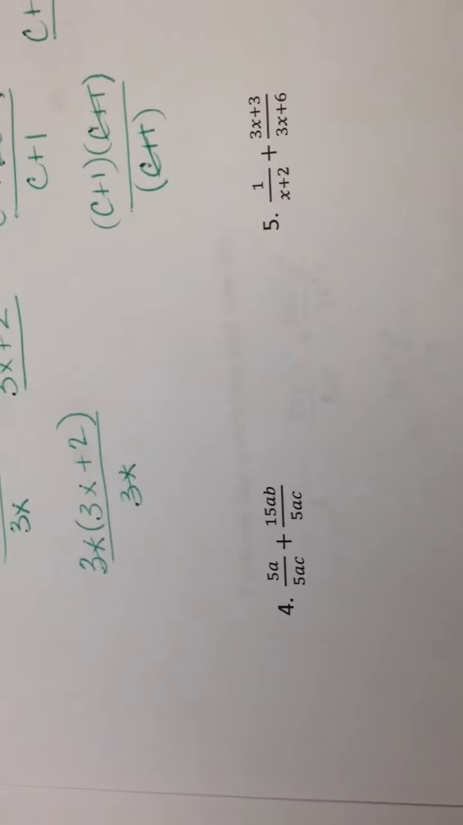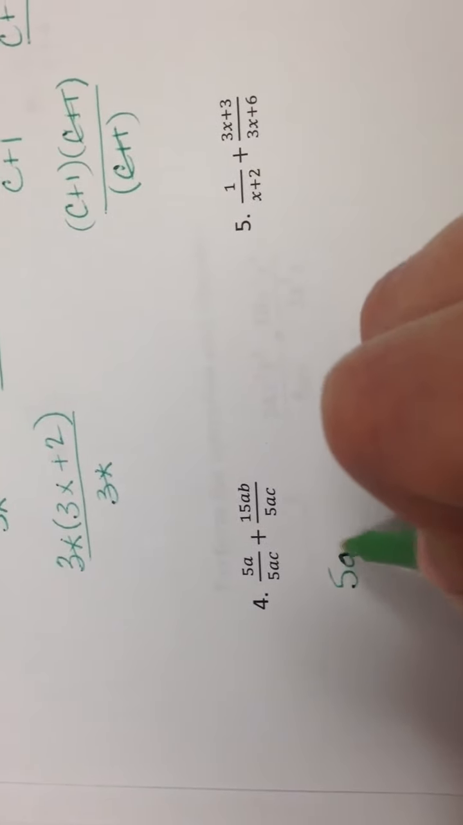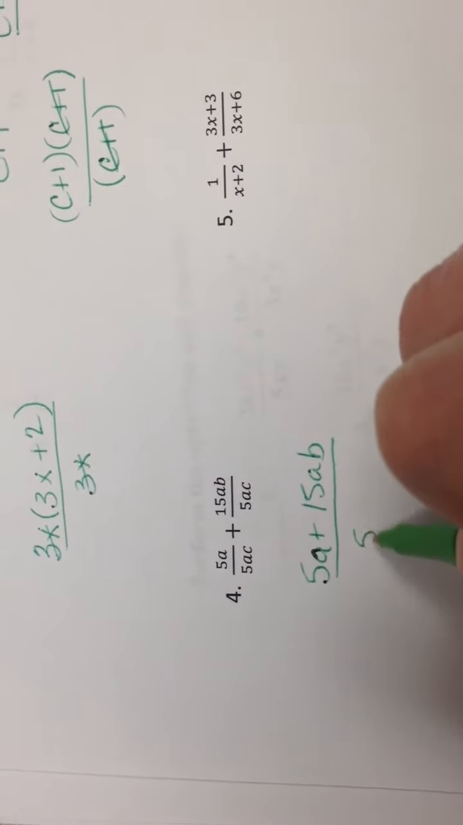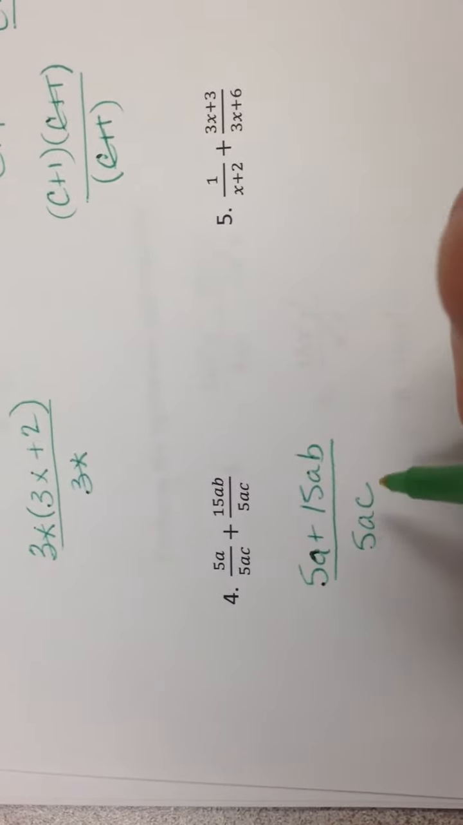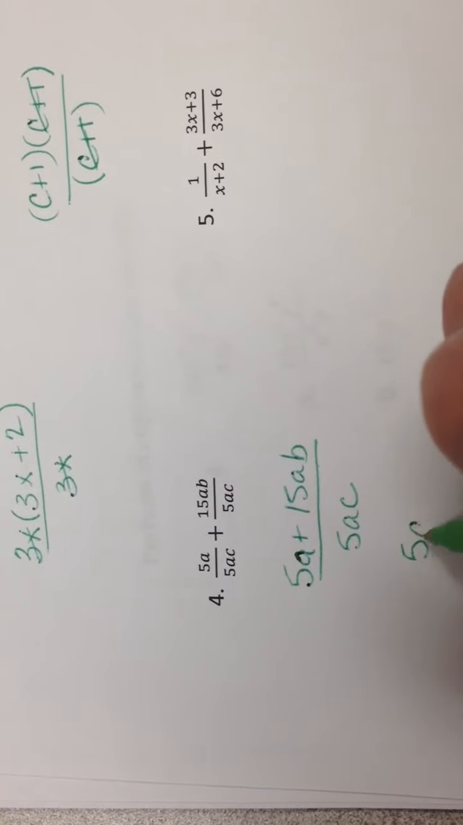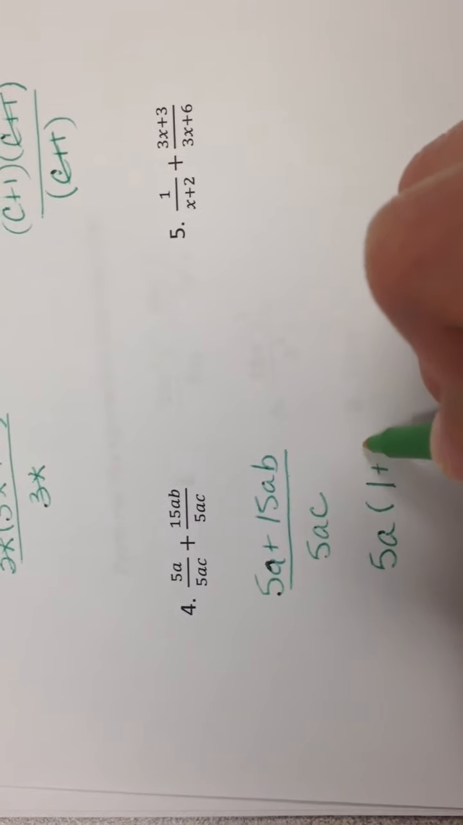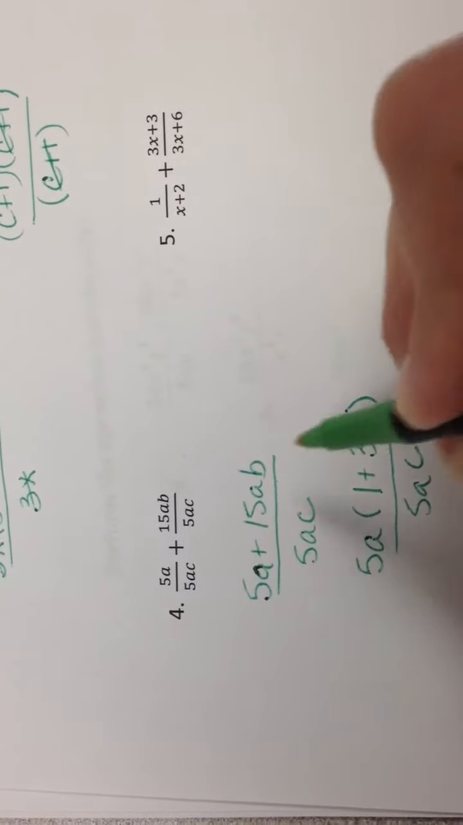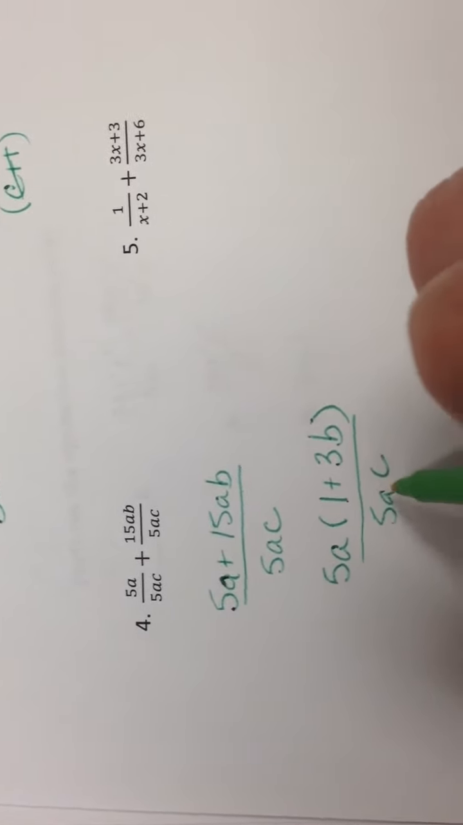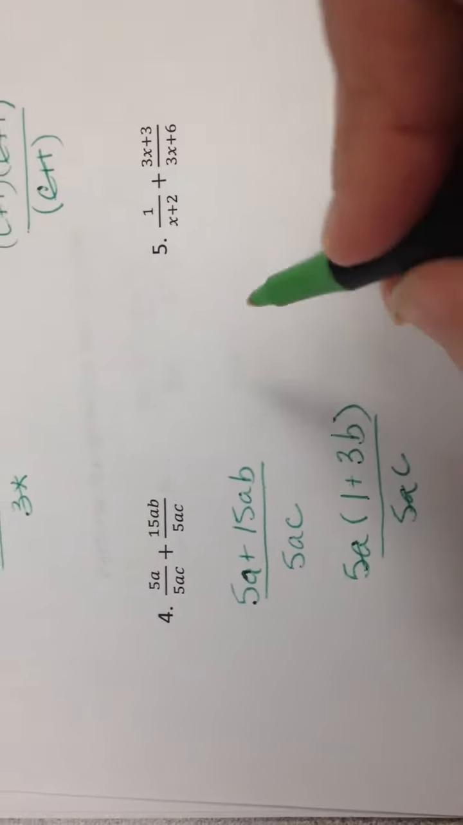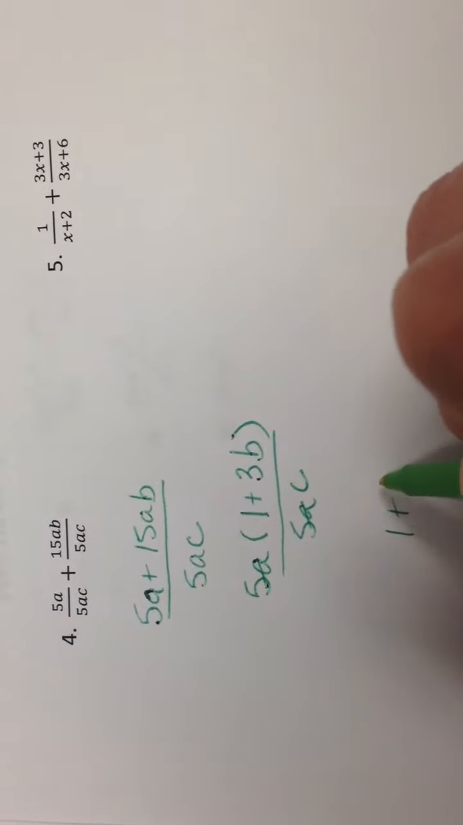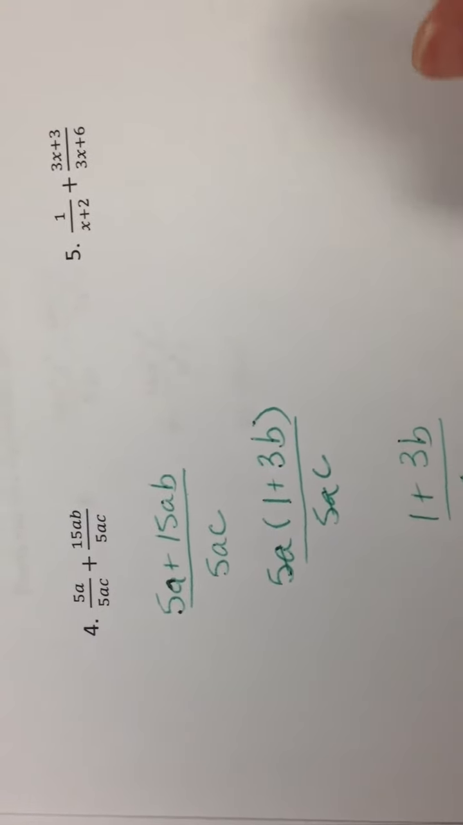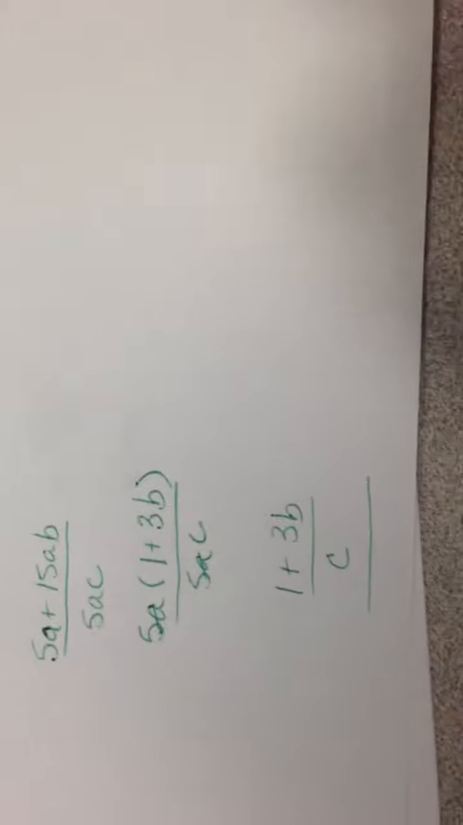Okay, number 4, the numerator we can add because our denominator is the same. And the numerator I can factor out a 5a, leaving me 1 plus 3b over 5ac. And since that's multiplied together, that's one term. I can cancel out the 5a portion, leaving me with 1 plus 3b over c. Okay, make sure you saw that one.